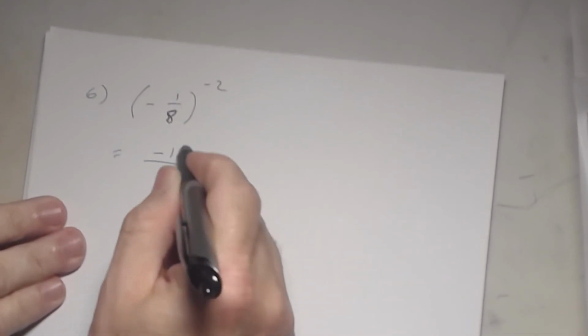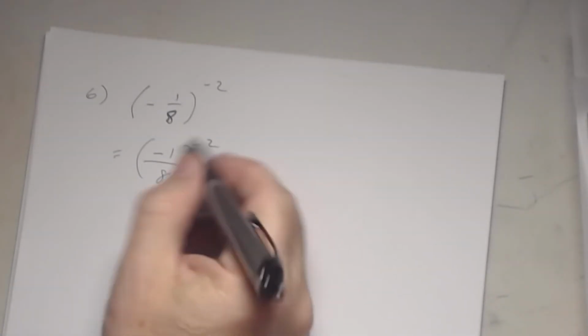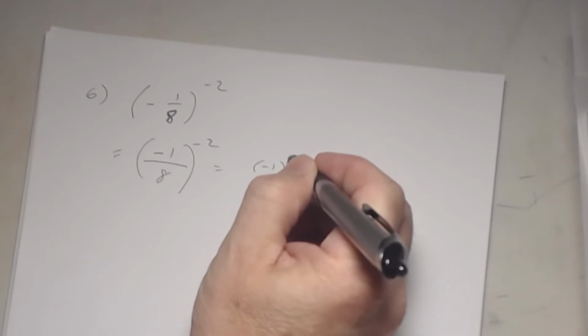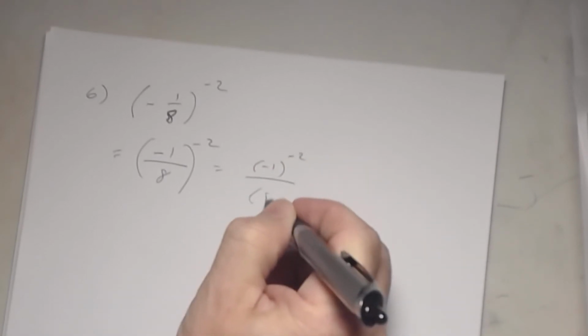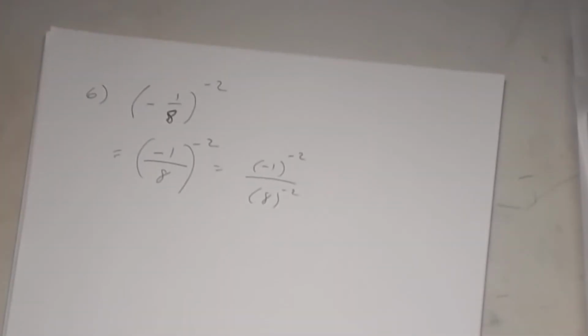-1/8 like this, raised to the -2nd power. Okay? All right, now. So if you're going to use the power quotient, then this becomes -1 to what power? Good? And that becomes 8 to what power? All right, so notice what I did.